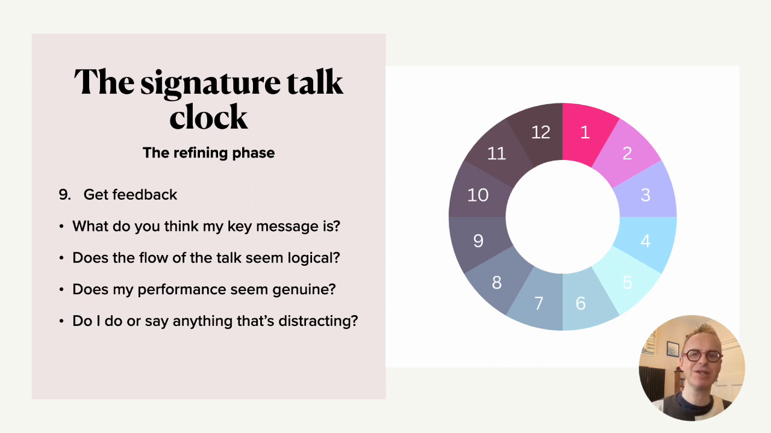Final thing then, do I do or say anything that's distracting? Sometimes we all have these little habits that are perhaps distracting to others, perhaps in the way that we phrase things or in the way of our body mannerisms. This isn't really to make you become less of yourself, but it is just to highlight some certain things that perhaps you might be doing that might put certain audiences off. So it's really great to know about that and then just decide what you want to do about it.